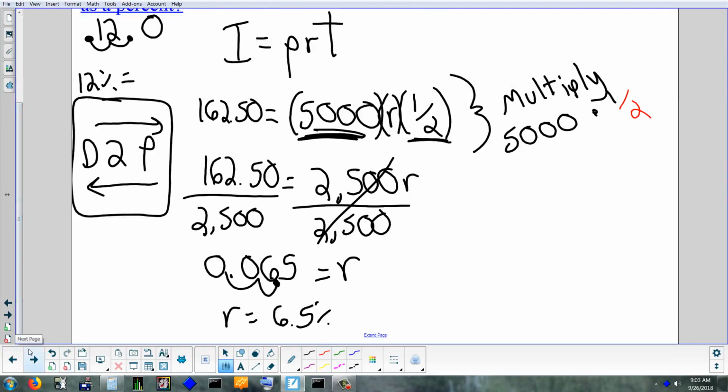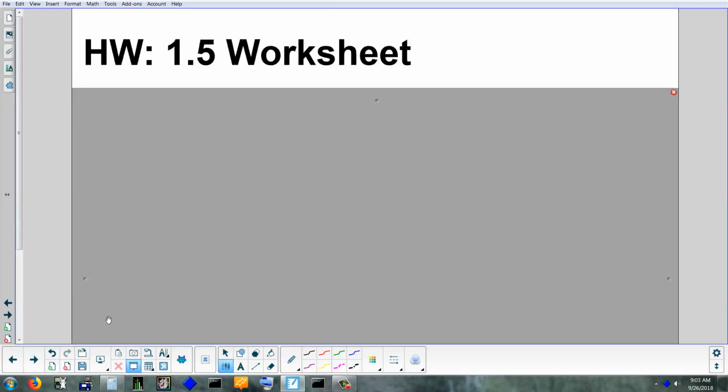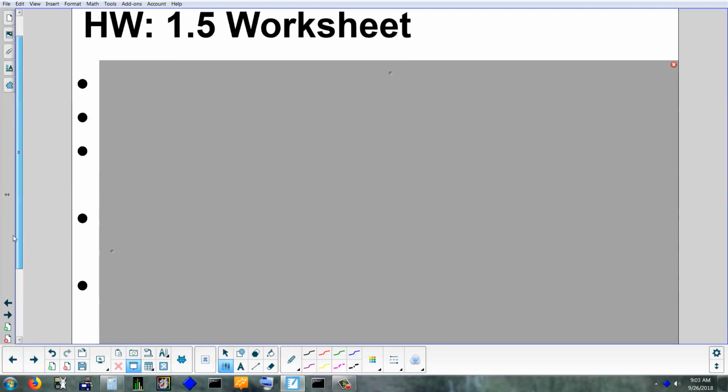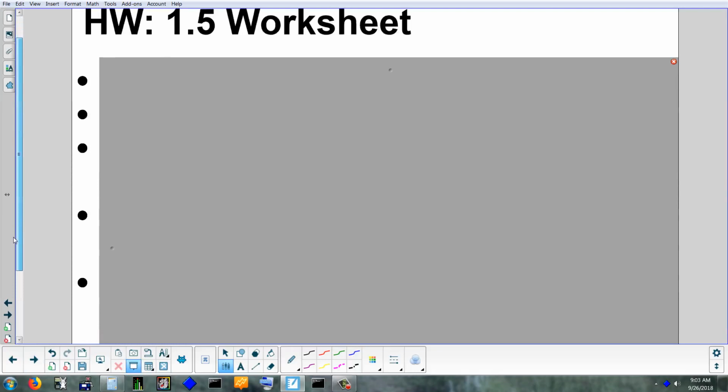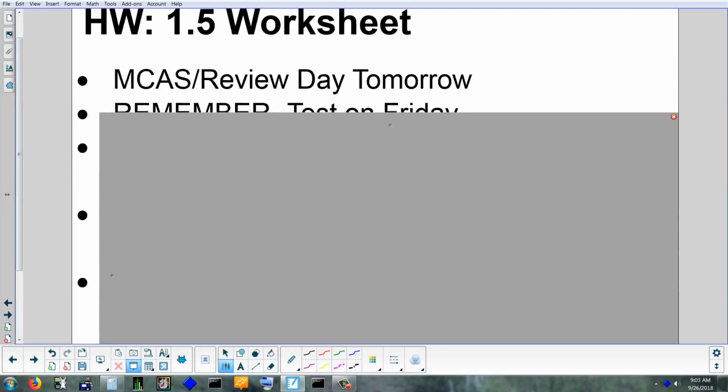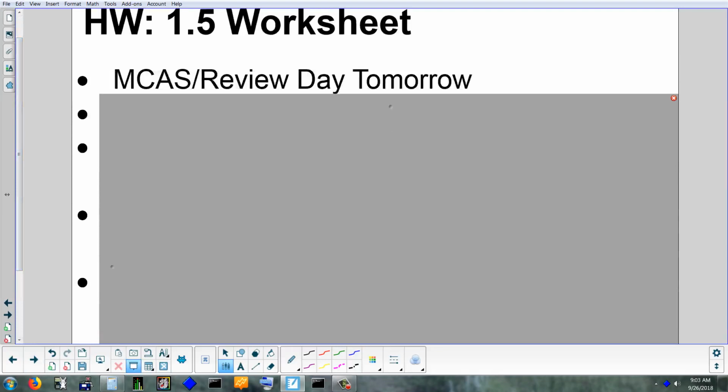As far as tonight, worksheet. I think there's 6, 7 problems, something like that. 5 of them are what we did today, and there's one absolute value, and there's one equation with distributive property. Remember, MCAS review day tomorrow. First half of class, we'll work on the MCAS problem. Second half of class, we'll put some problems up on the board. We'll do some review.